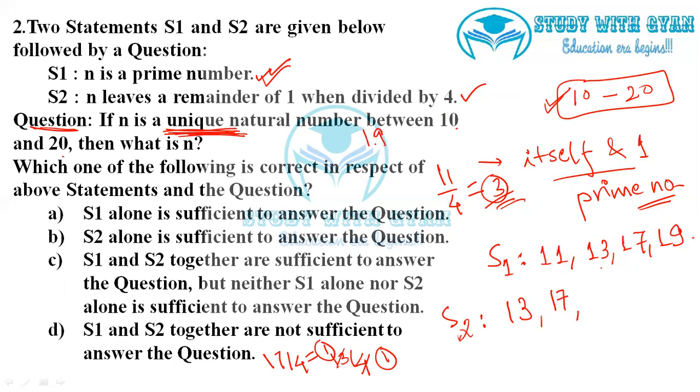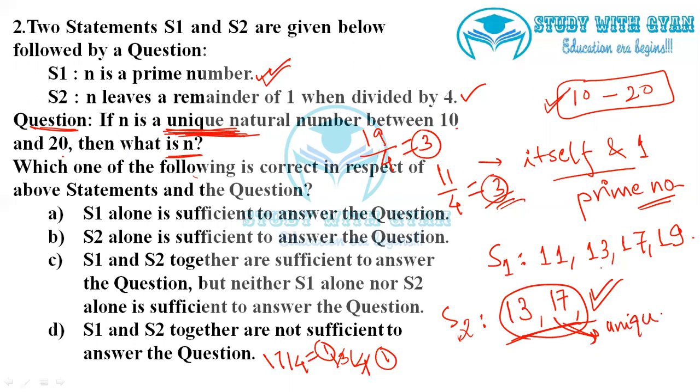19, when I divide 19 by 4, I get the remainder 3. So there are two numbers satisfying the condition that the number is divided by 4 and we get the remainder as 1. If n is a unique natural number between 10 and 20, then what is the value of n? They are just saying that the value should be unique, not more than once. Here we are getting 13 and 17 as answers, but they say only one value should be there. So 13 and 17 are the two values.